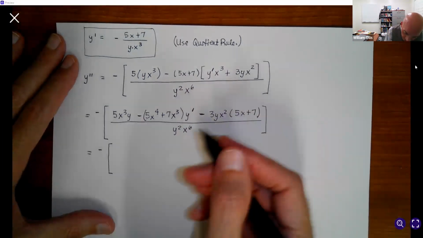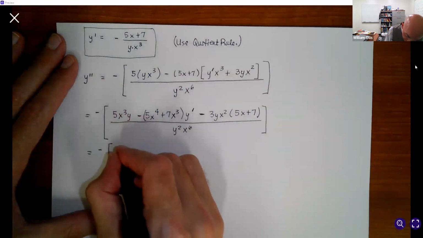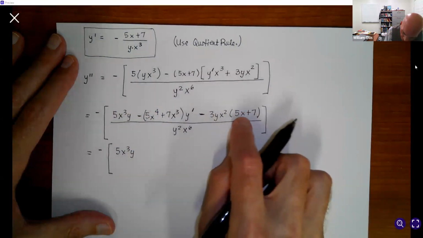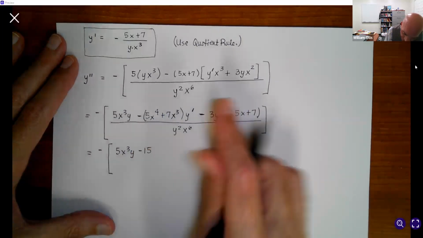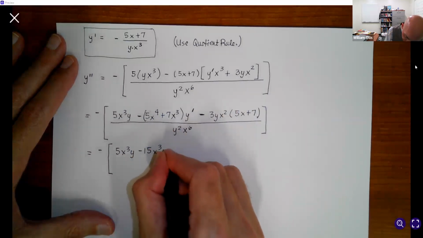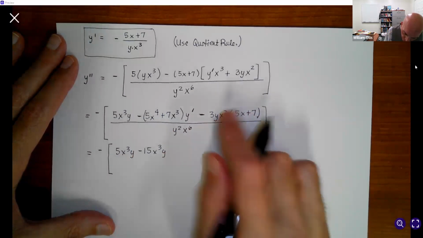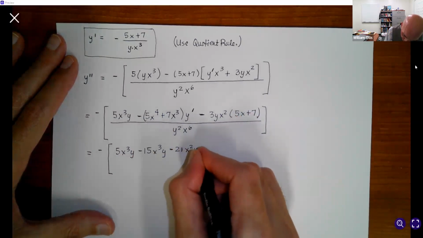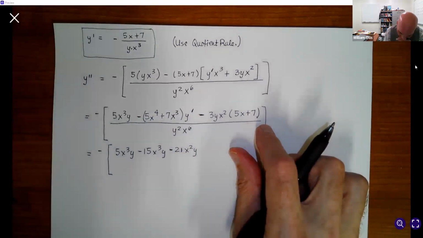So now, if you will, let's go ahead and clean up what we have here. Move all this stuff over. So we have 5x cubed y. And here, if we want to go ahead and multiply this out, this will be a minus 15, the 5 times the negative 3, x cubed y. And then, of course, here we've got a negative 21 x squared y. So again, 7 times the negative 3, x squared y right there.